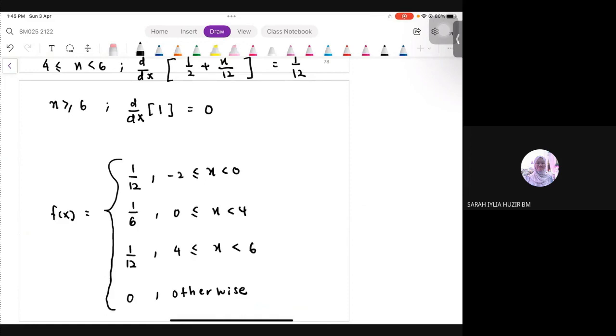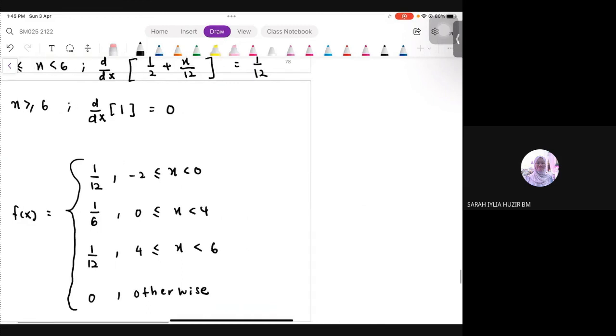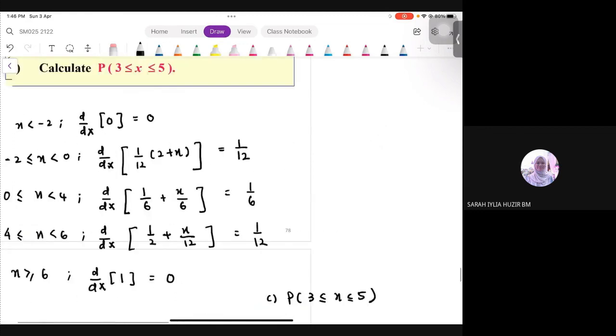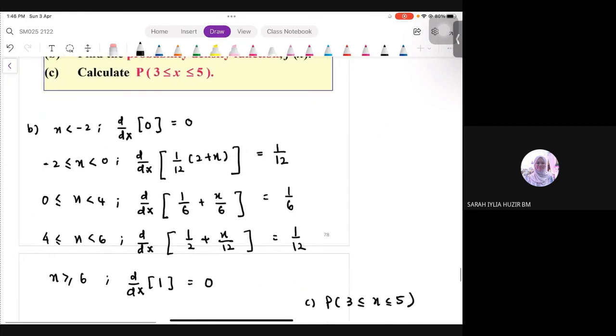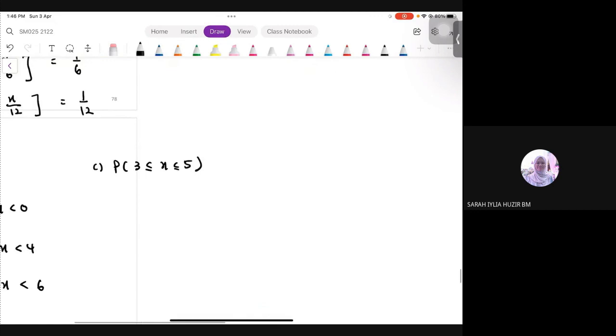Okay. So, last one, part C, we have to find probability from 3 up till 5. Okay. So, since we have both function here, we have the probability function. You can use that to integrate in order to find probability. Or, we may use the cumulative function so that you just have to substitute, but careful with the range. F3 means we want to find from negative infinity up to 3. This is F3.